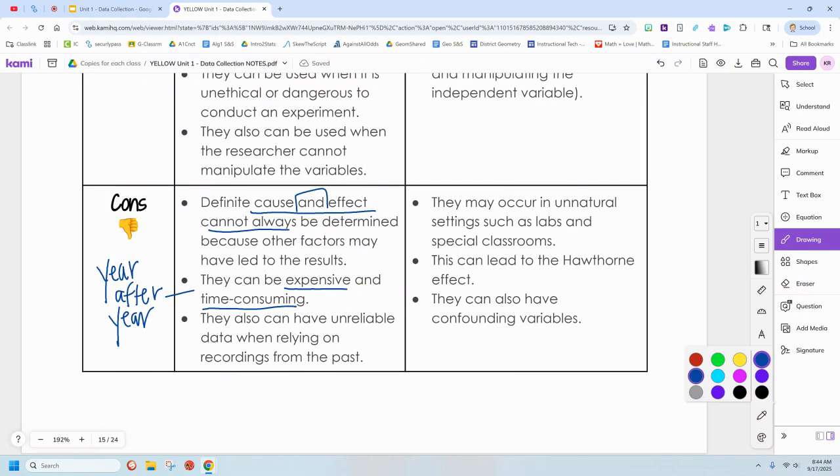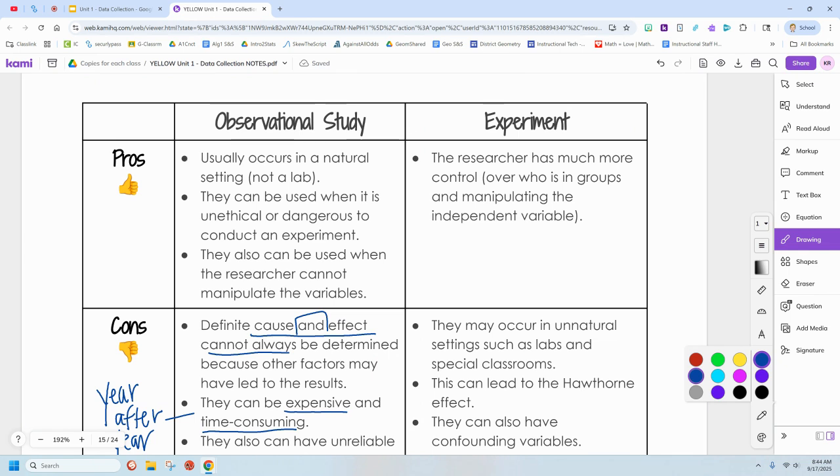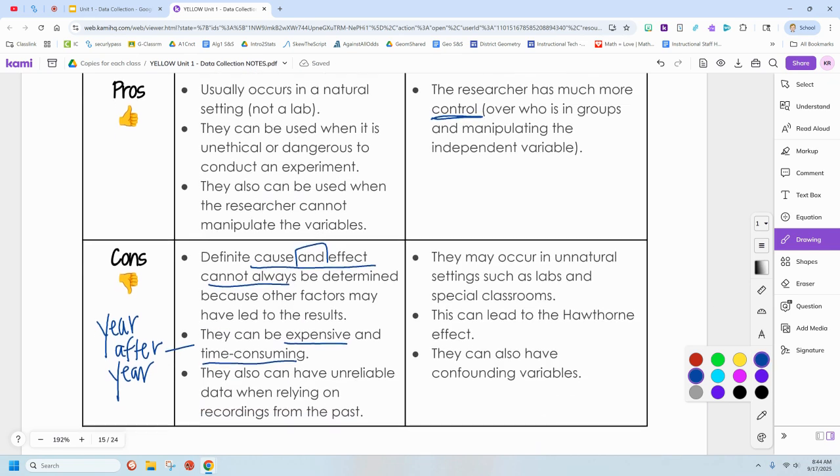So pros and cons for observation, then we have pros and cons for an experiment. So the experiment, of course, your researcher has the control, right? All that control about manipulating the groups, manipulating the variables, and honing in on that. So that's definitely a pro, and that's why we have medication studies.